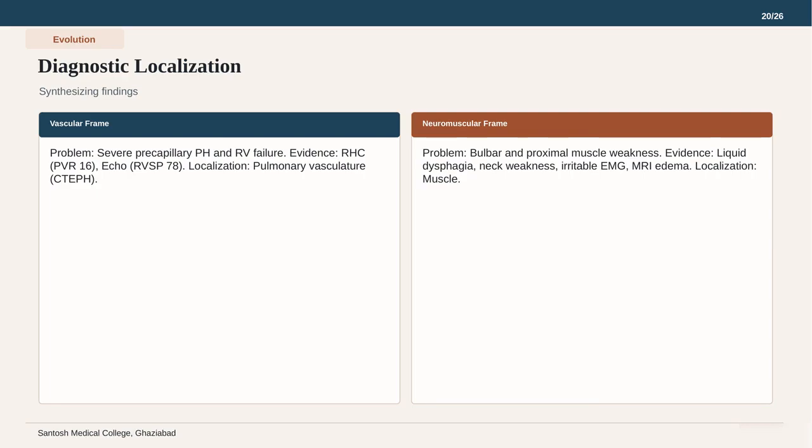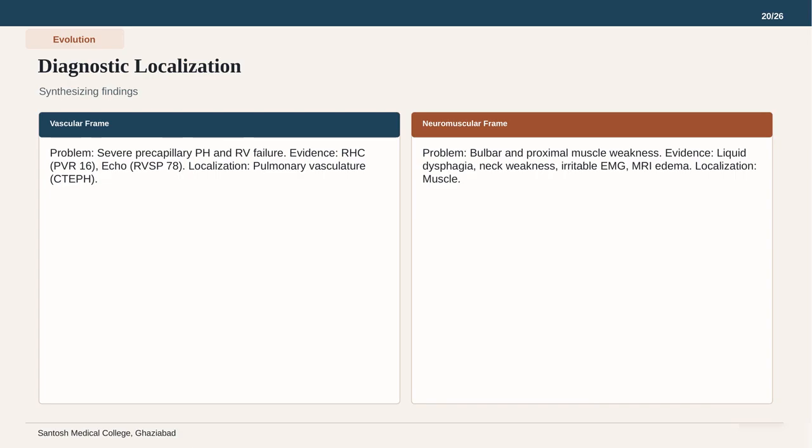This localizes to the pulmonary vasculature, specifically CTEPH. On the right is the neuromuscular frame. The problem is bulbar and proximal muscle weakness, evidenced by liquid dysphagia, neck weakness, and the irritable findings on EMG and MRI. This localizes directly to the muscle. By separating the case into these two frames, we can address the life-threatening aspects of each. However, the ultimate goal is to find the single thread that might connect them.